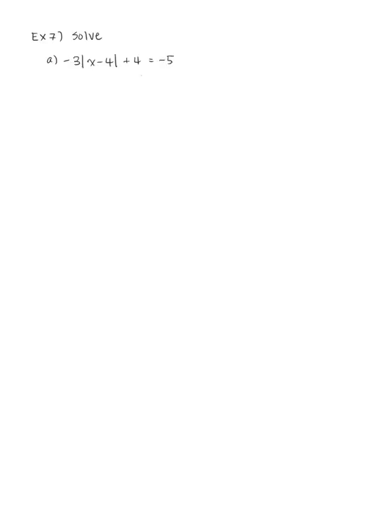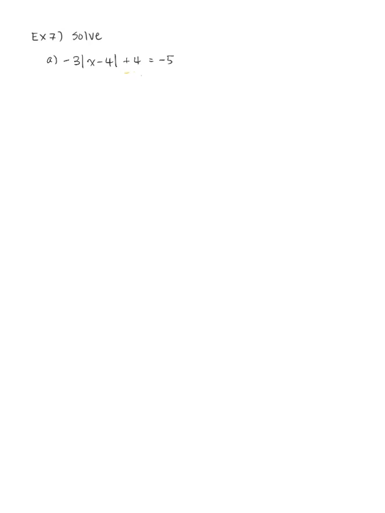Okay, for our last example, I'm going to mix things up a little bit just to see if you can solve the equation or inequality. So let's take a look at A. Negative 3 times the absolute value of x minus 4, and then plus 4 equals negative 5. All right, pause the video and try to do this on your own. All right, but I'm just going to keep going here.